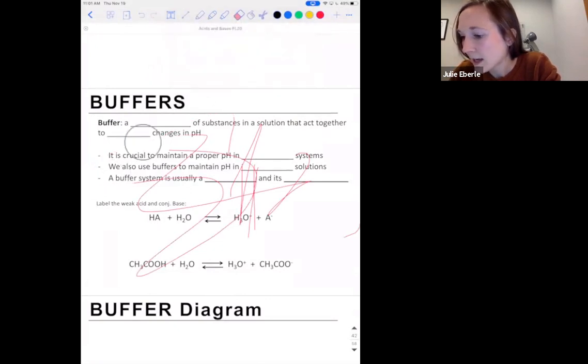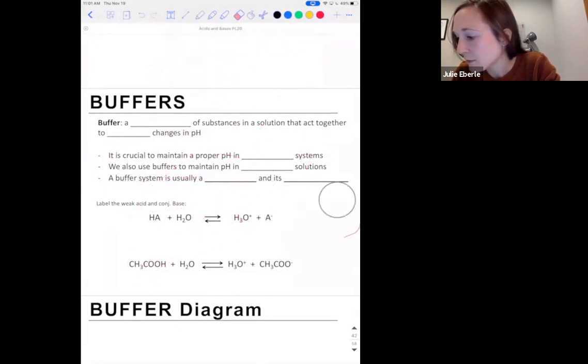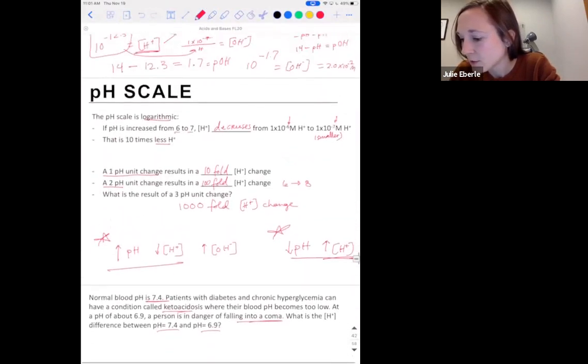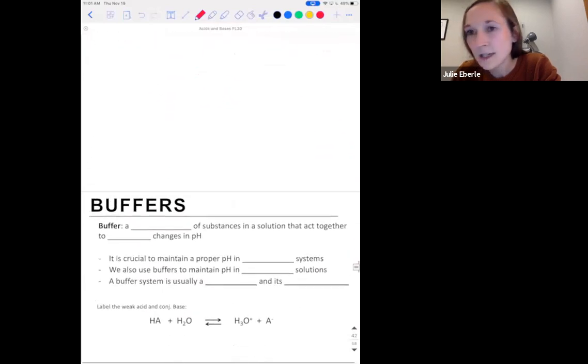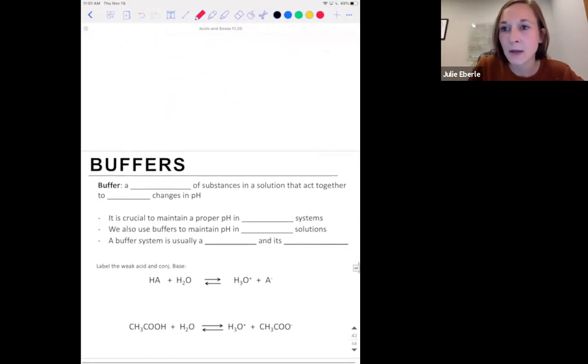Buffers are not, I wish it was simple, but buffers are complex. I wish we were ending on something super easy, but I'm not going to lie to you. I'm not going to sugarcoat it. Buffers are quite a concept.